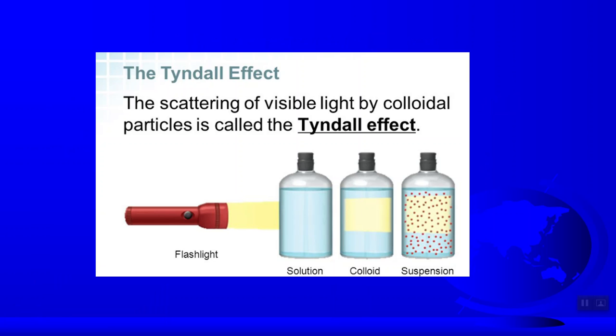So, in review, you shine a flashlight through 3 bottles. In the first bottle, the light goes in, you don't see it, and then comes out the other direction, on the other side. In the second bottle, you see the light going through. And in the final bottle, sometimes the light is completely blocked. Sometimes you can see it for a little while, but you will see large particles. That is a suspension. So a solution, you can't see the light. A colloid, you can see the light going through. A suspension typically will block out the light.